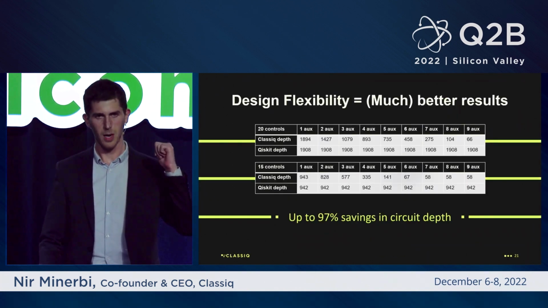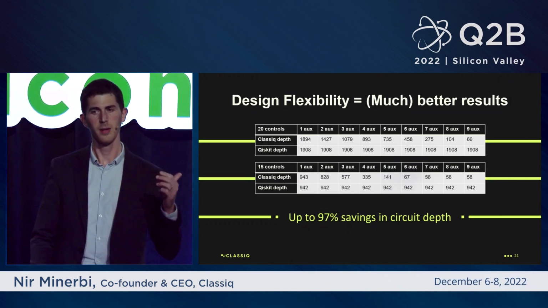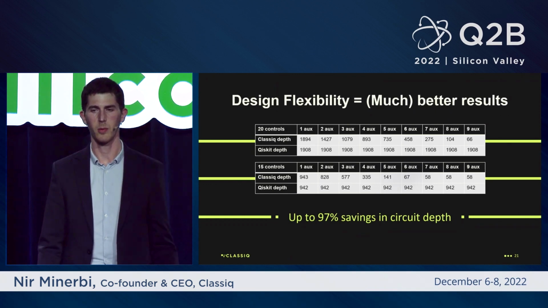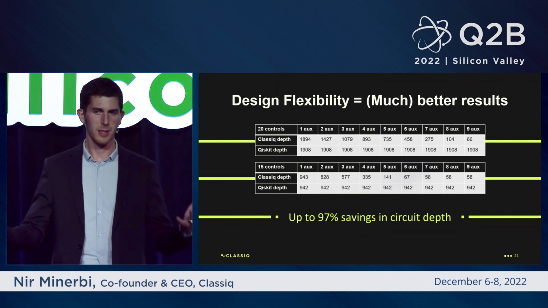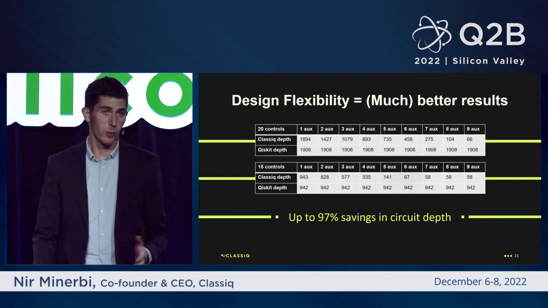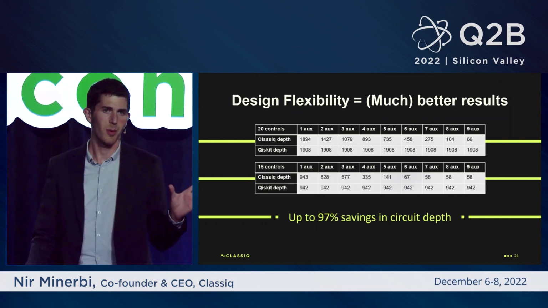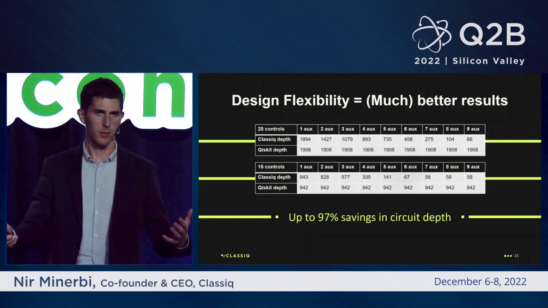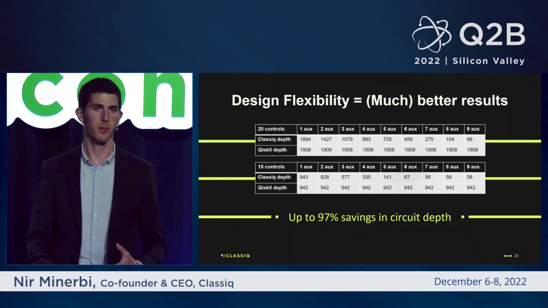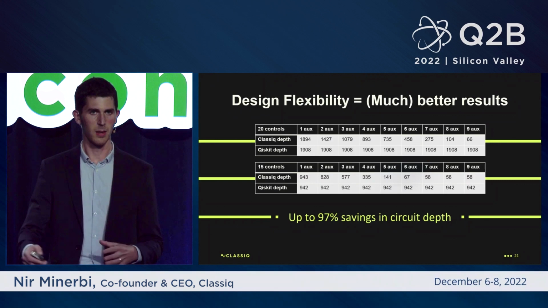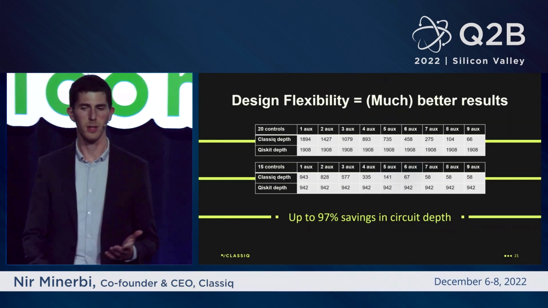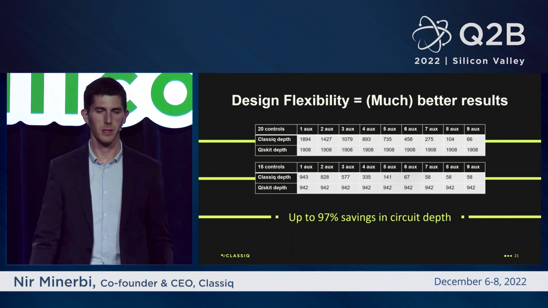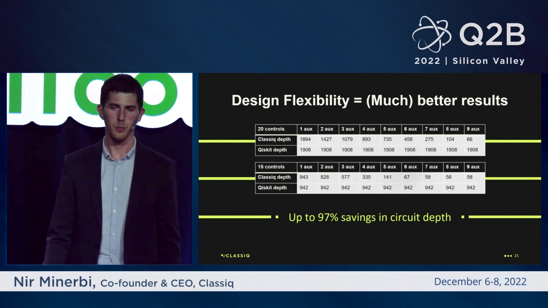And let's come back to our MCX friend. So you see here some comparison between Classiq with this design flexibility and Qiskit, which is fantastic, but there it's a building block with no design flexibility. So when you give the synthesis engine this flexibility to use some more qubits or different implementation, you can save up to 97% in circuit depth, which is obviously dramatic.